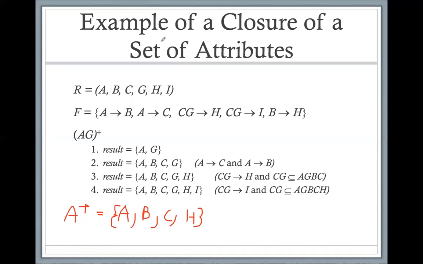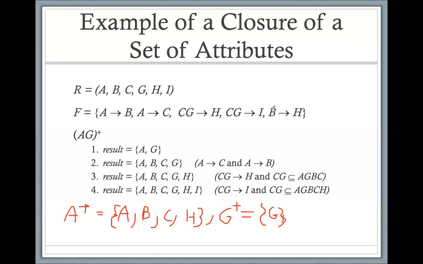Okay. Now let's compute the closure of G. So what is the closure of G? You add G, of course. What else? Can I add anything else? Only G, exactly. I have only G, because there is no functional dependency here that tells me G determines some other attribute.